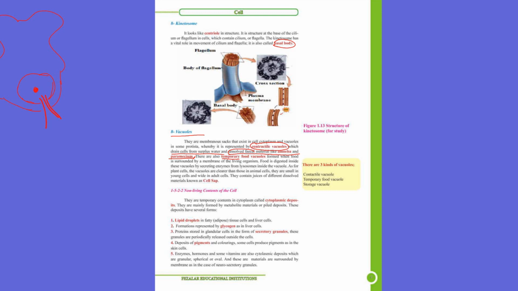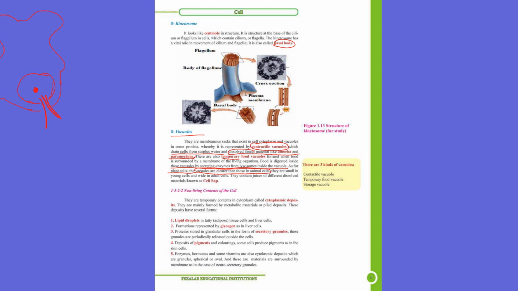But the temporary food vacuole is mainly for animal cells, not for plant cells. Food is digested inside this vacuole by enzymes secreted from lysosomes. As for plant cells, the vacuoles are clearer than those in animal cells. It's a difference between plant cells and animal cells.